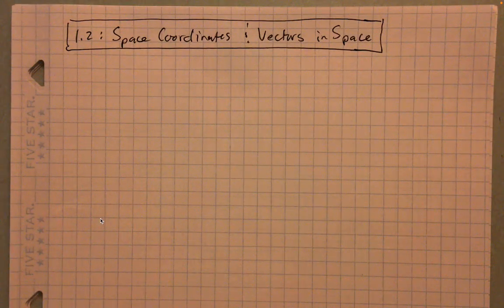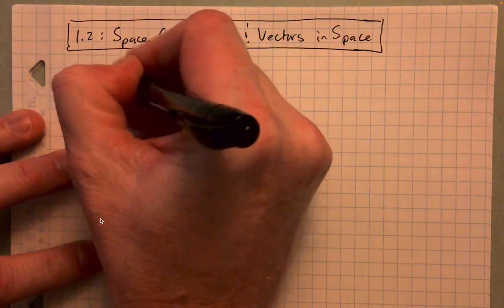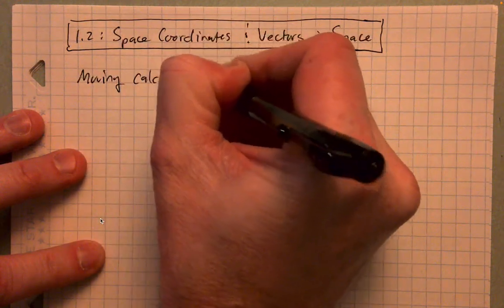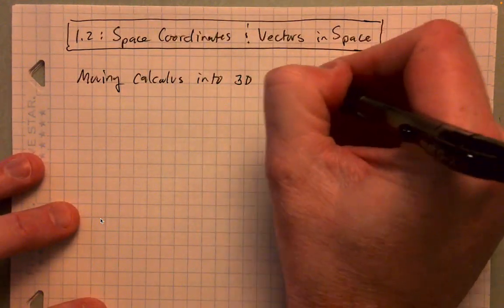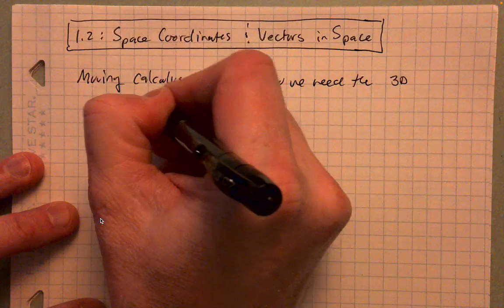Okay, so really up to this point in calculus, we've mostly been concerned with the 2D coordinate system, i.e. the plane. What we want to do now is move calculus into 3 dimensions. And so to accomplish this, we're really going to need the 3-dimensional coordinate system.